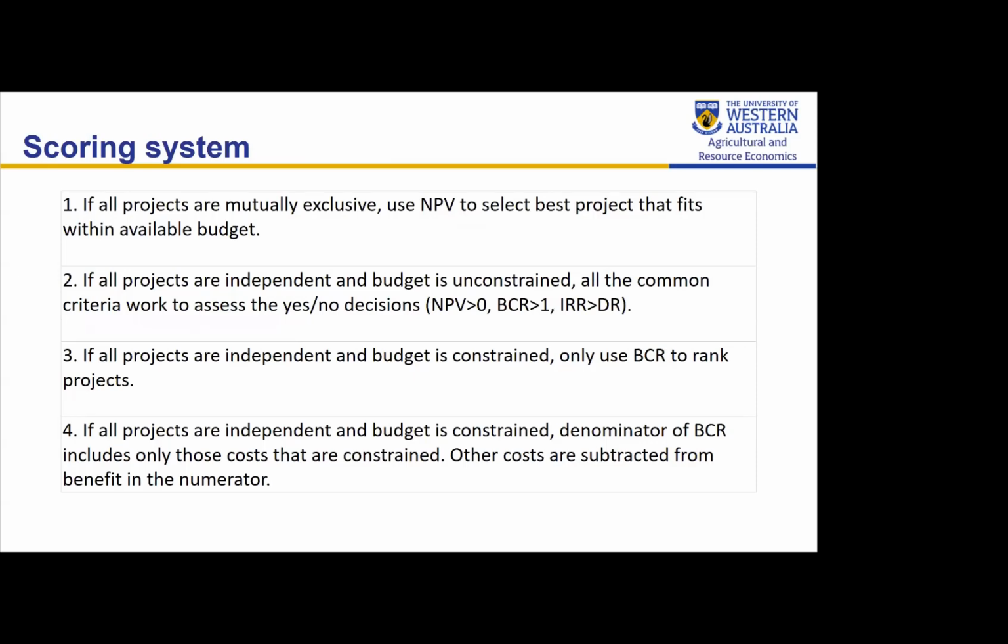We give each one a point if they say, if all projects are mutually exclusive, use net present value to select the best project that fits within the budget. We'll give 1 point if they say, if all projects are independent and the budget is unconstrained, then they're all equivalent, use any of them you like. They'll get 1 point for saying, if all the projects are independent and the budget is constrained, only use the BCR to rank projects, provided that they're not lumpy, they're divisible. And they'll get 1 point for saying, if all projects are independent and the budget's unconstrained, do the right thing about where you put the costs, only constrain costs in the denominator.